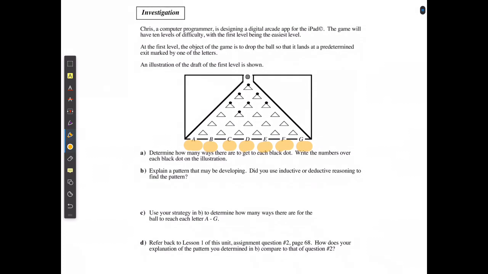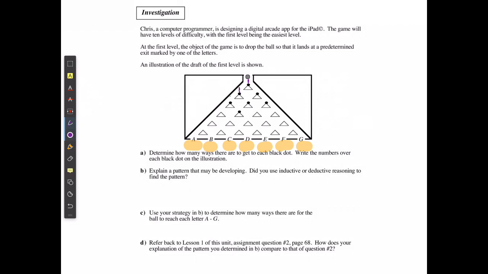So first, it says determine how many ways there are to get to each black dot and write the numbers over each black dot in the illustration. Well, if I'm dropping the ball, for this top one, there's only going to be one way that I can do that. It's just going to drop straight down. If I want to get to the one on the left-hand side, it has to drop straight down and can only go directly to the left. So there's actually only one way to get there as well.